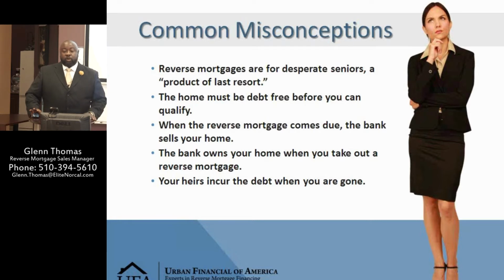Oh, when the reverse mortgage comes due, the bank sells your home. Another misconception. The bank does not take title to the home. The title stays with the borrower. Let me repeat: the bank does not take your home. The bank is just a lien holder, just like with any other mortgage. Except with the reverse mortgage, your family has 12 months to take care of the issues, versus a conventional loan where they only have 2 to 3 months.